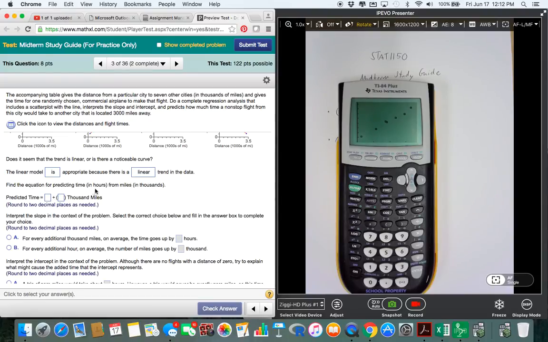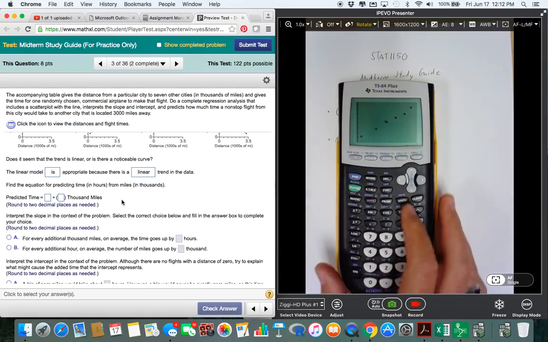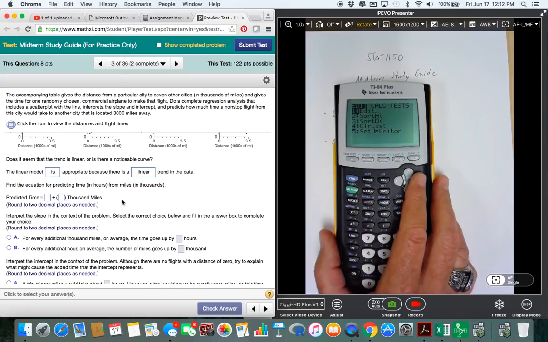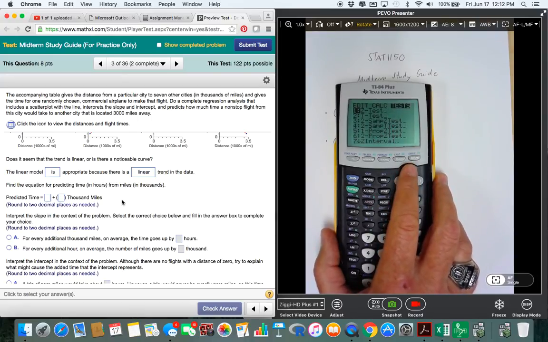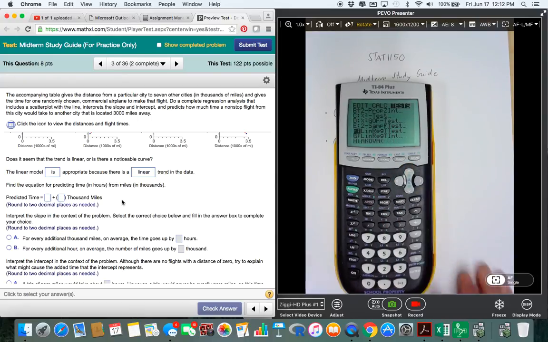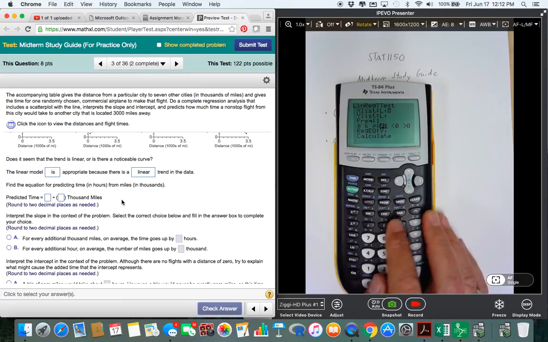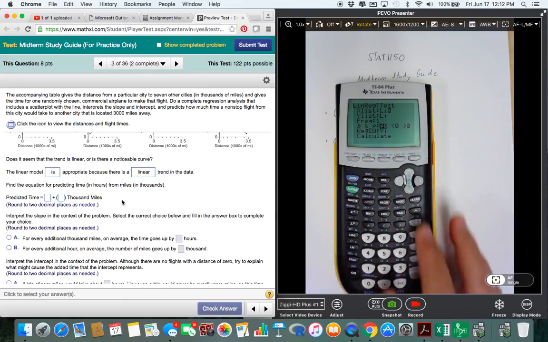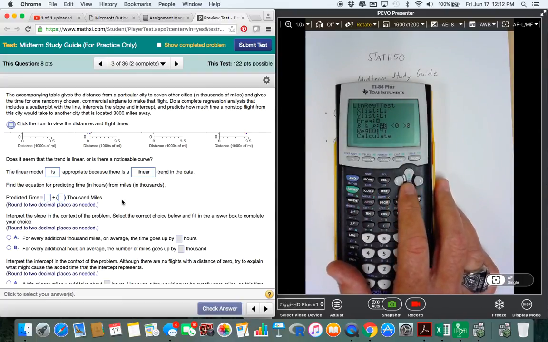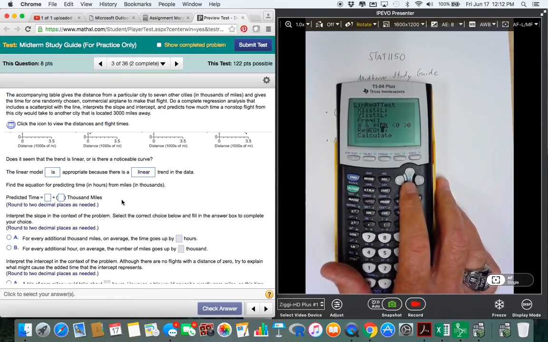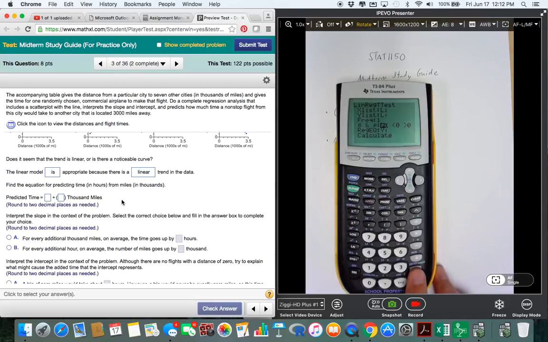Find the equation for predicting time, hours, from miles. Okay, so we're going to use our calculator here. We'll go over to Stat, scroll over to Test, and just like I've shown you before, do linear regression t-test. Our variable x is L1, and our variable y is L2. This should be 1. That doesn't matter. The y1 should be there. I've shown you how to do that in a previous video, so I'm not going to do that again.